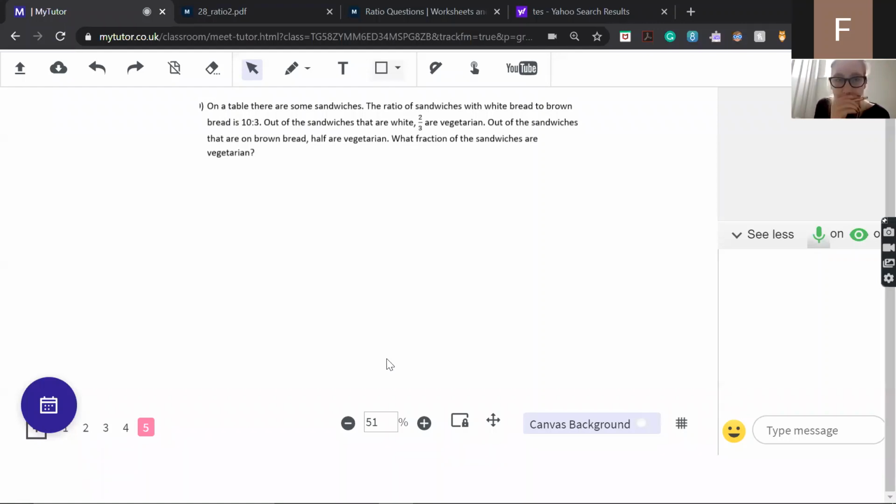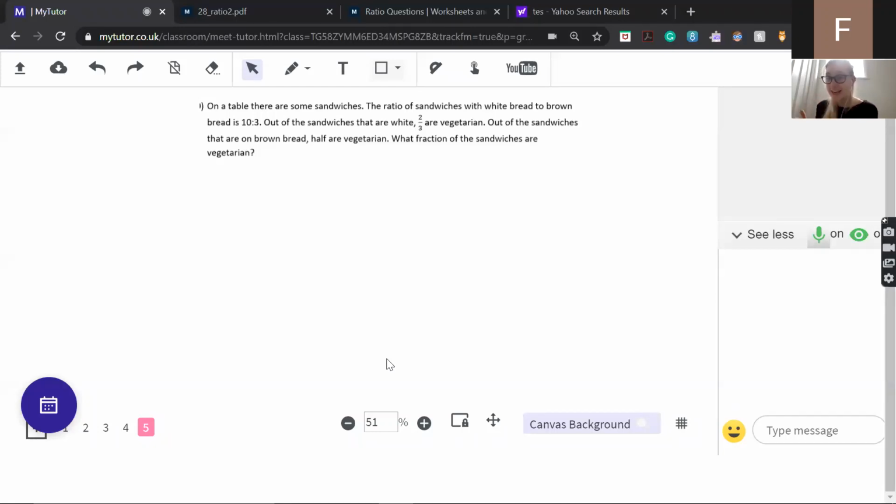Right, on the table, yes, this is perfect. This is exactly like that question. So on the table, there are some sandwiches. The ratio of sandwiches with white bread to brown bread is 10 to 3. So for example, if there are 10 white bread sandwiches, there are 3 brown bread. If there are 20 white bread, there are 6 brown bread. Out of the sandwiches that are white, 2/3 are vegetarian. Out of the sandwiches that are on brown bread, half are vegetarian. What fraction of the sandwiches are vegetarian?